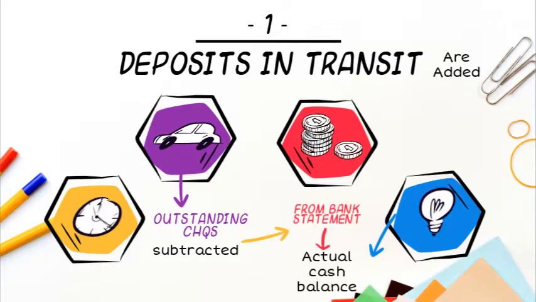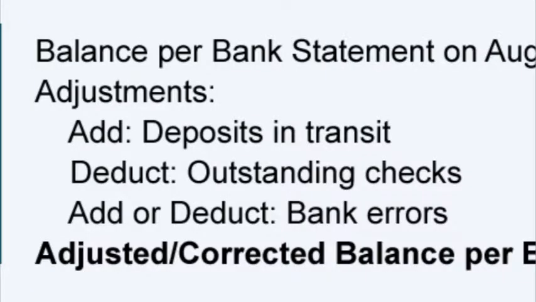For example, deposits in transit are added and outstanding checks are subtracted from the balance in the bank statement to give the actual balance. Once all adjustments have been made, the bank balance should be equal to the cash balance to be reported in the statement of financial position.